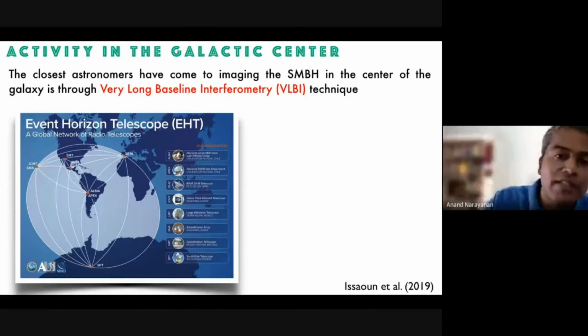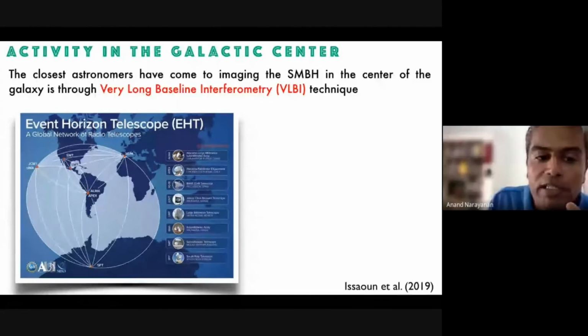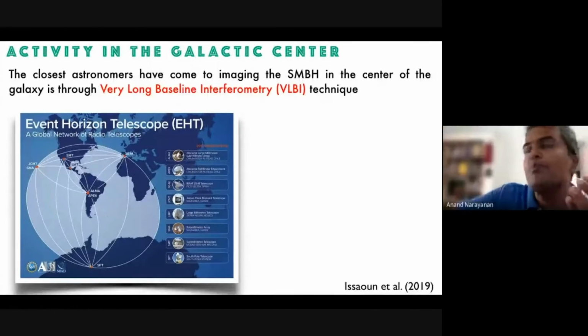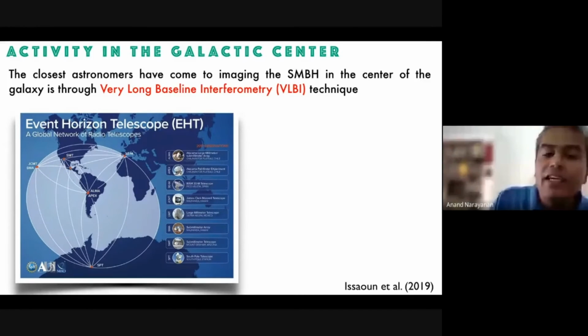So these observations came with the help of something called the Event Horizon Telescope, which is a large configuration of radio telescopes scattered all over the globe. So this is not one radio telescope, but many radio telescopes that are simultaneously used to observe a patch of sky, and they will mimic the kind of observation that a telescope as big as Earth would see. That's called very long baseline interferometry.